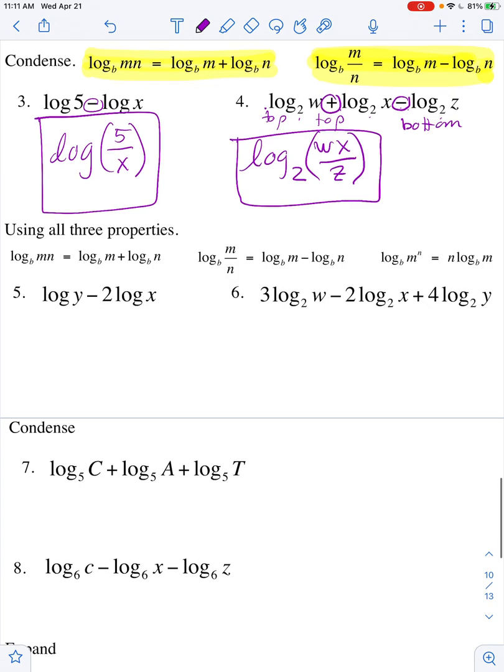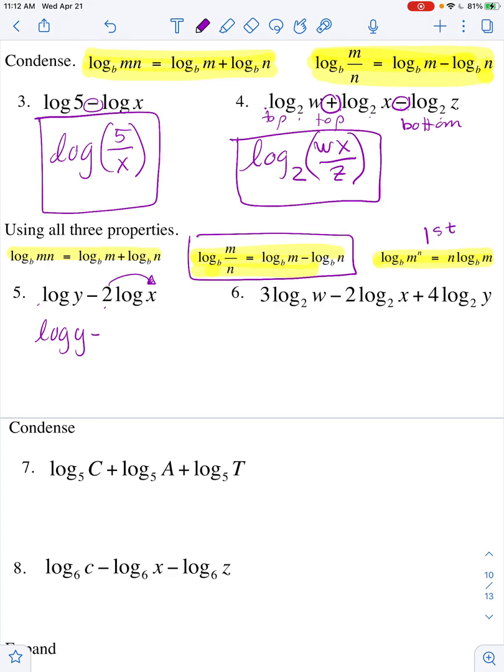So what if we have to use all 3 properties? Again, this is our addition and subtraction, but we really can't employ those until we have plain old logs. So this is going to be the thing that we have to do first. So looking here, I have log y, but here I have a minus 2 log x. I can't use those condensing rules until I have plain logs. So this 2 has to go back up where it came from. So it's like we unpacked everything, now we're going to pack it back up. So my first move is to get that back up into the power.